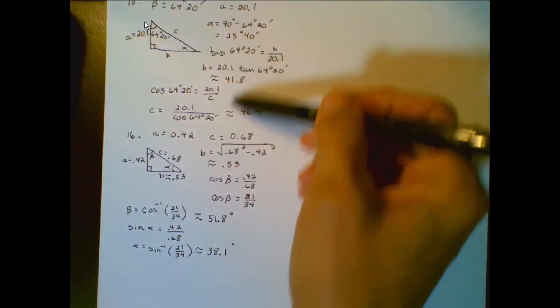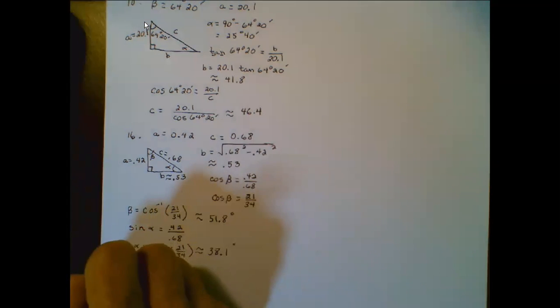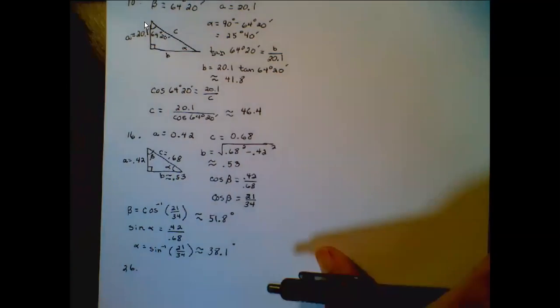Most of them are just solving right triangles, but let's do one that says either angle of elevation or angle of depression. Let me find one that says that real quickly, because there's one in the homework. Number 26. There's something I need to tell you about angle of elevation or angle of depression.